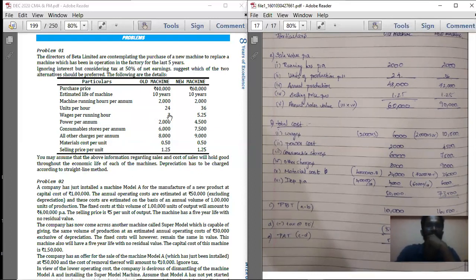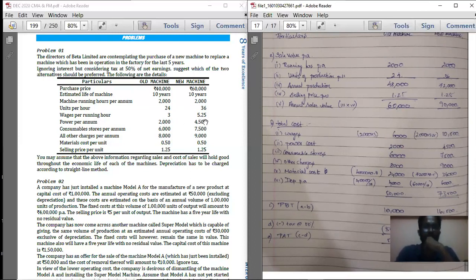wages per running hour is 3 rupees. So total number of running hours is 2000. So 2000 into 3 is the total wages cost per annum. So in respect of wages, next to old machine record within bracket 2000 into 3, 6,000 rupees.